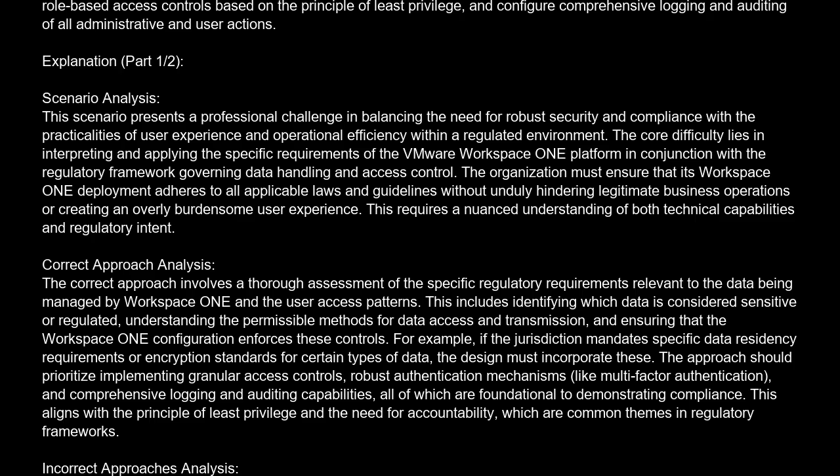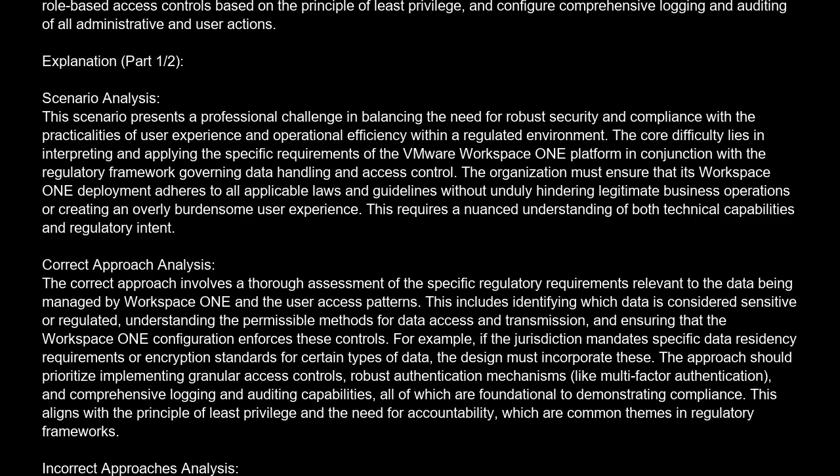Explanation. Scenario analysis. This scenario presents a professional challenge in balancing the need for robust security and compliance with the practicalities of user experience and operational efficiency within a regulated environment. The core difficulty lies in interpreting and applying the specific requirements of the VMware Workspace 1 platform in conjunction with the regulatory framework governing data handling and access control. The organization must ensure that its Workspace 1 deployment adheres to all applicable laws and guidelines without unduly hindering legitimate business operations or creating an overly burdensome user experience. This requires a nuanced understanding of both technical capabilities and regulatory intent.